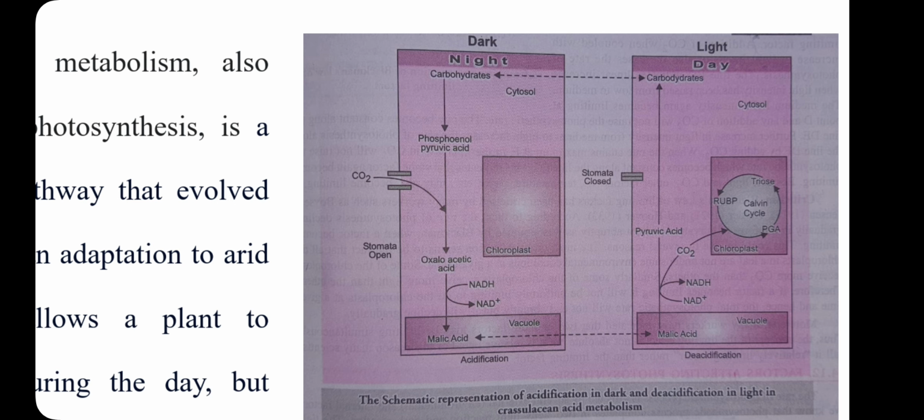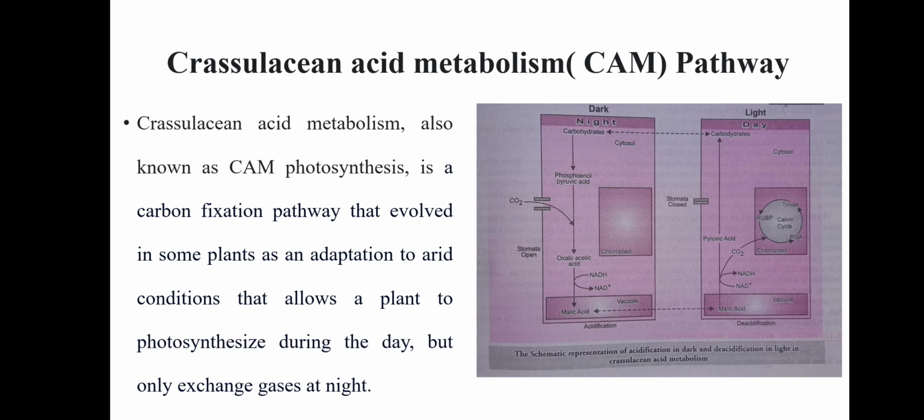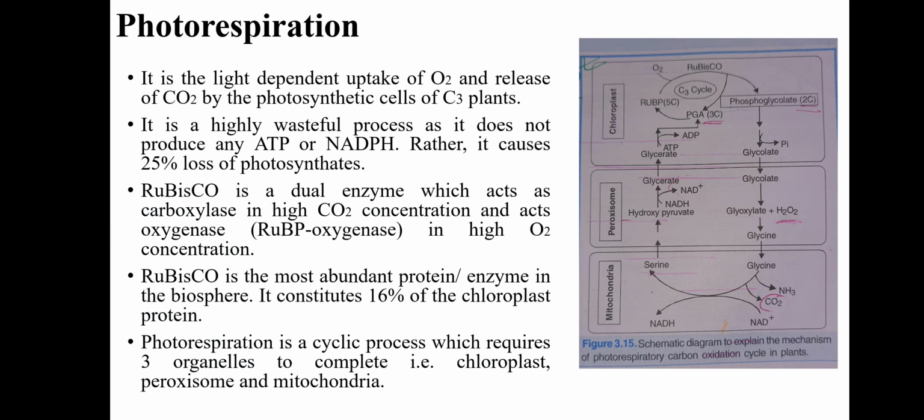In daytime, malic acid again splits to form pyruvic acid and CO2, which is accepted by RuBP and performs the Calvin cycle. In this way, this desert plant carries out photosynthesis by the crassulacean acid metabolism pathway, or CAM pathway.